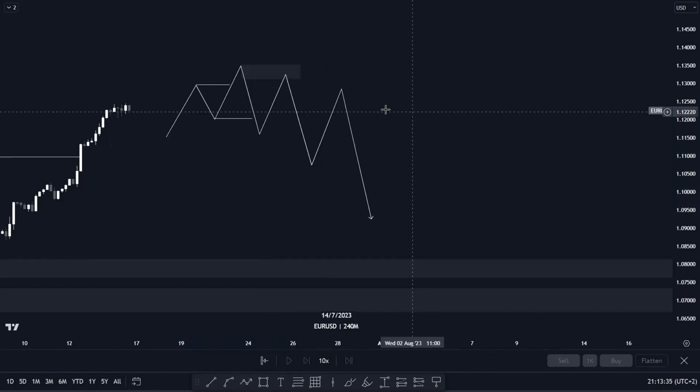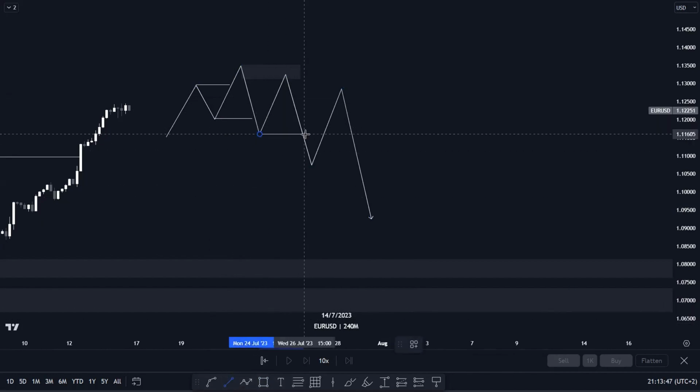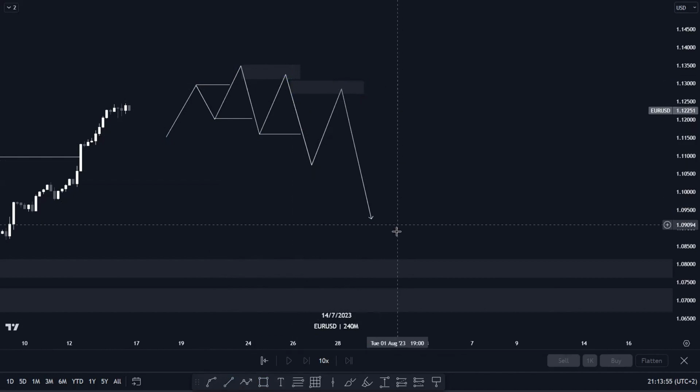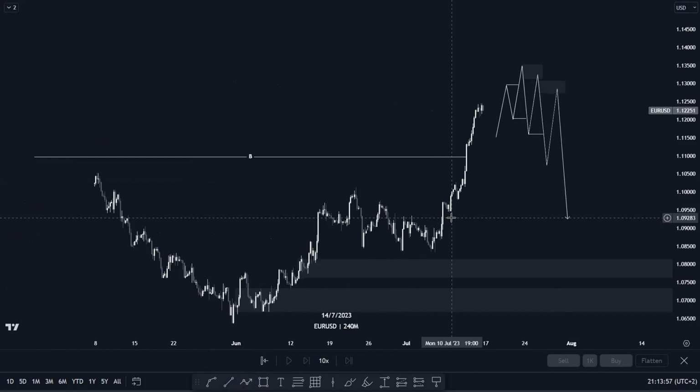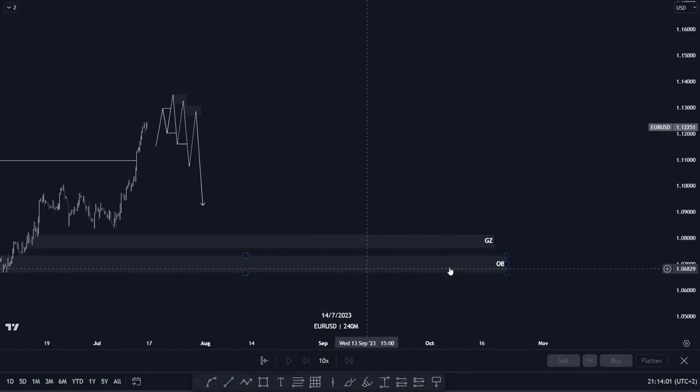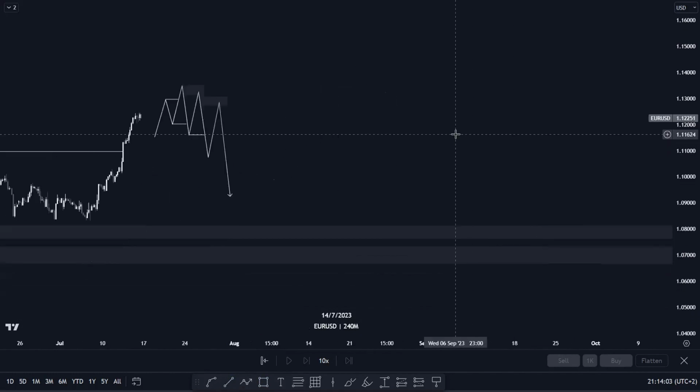And if it happens that we miss this entry here, we'll take our entries off our flip zone, whereby here we have this break of structure and our entry here at this lower high, pushing price to the downside to our golden zone entry or our order block entry.